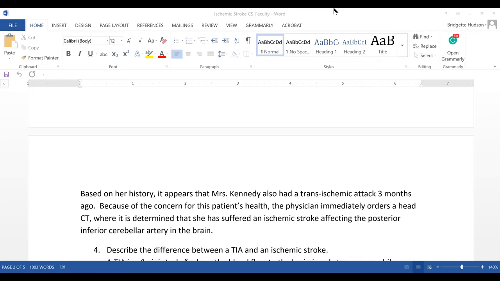What was in her signs and symptoms that told you that this may have been cerebellar driven? Her balance. So remember I talked about that balance and trouble walking? Okay. All right. So what is the difference between a TIA and an ischemic stroke?